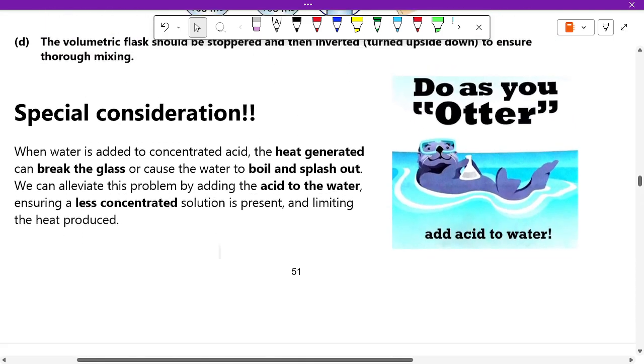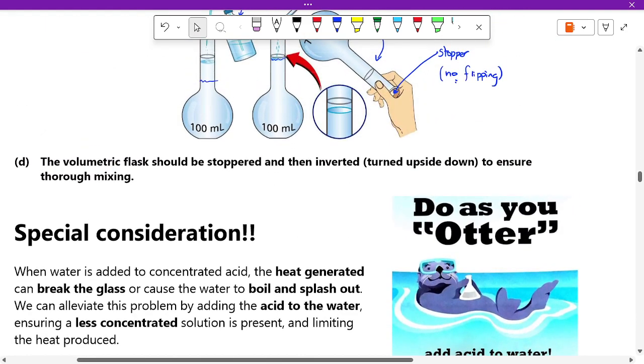Special consideration. Adding acid to water is exothermic.